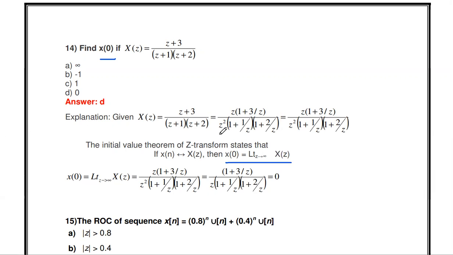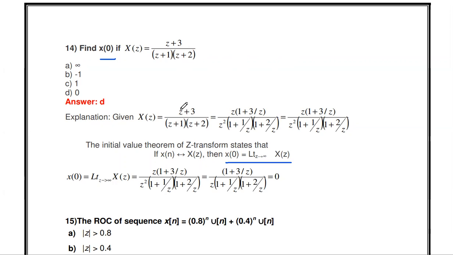So this is the x of Z. If you substitute Z equal to infinity directly in numerator and denominator, we will get infinity plus 3 in the numerator, and similarly infinity in the denominator. So infinity divided by infinity is an indeterminate answer. That's why we have to take, here you see, x of Z is equal to Z plus 3 by Z plus 1 Z plus 2. From the numerator you just take Z as common.